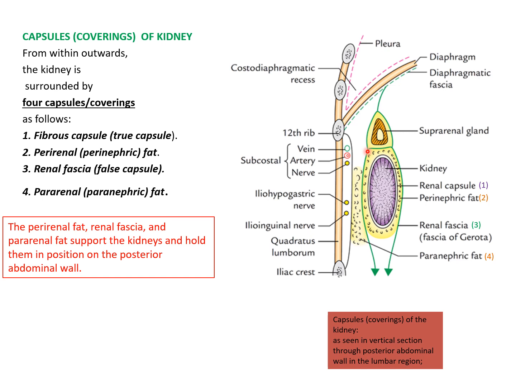So these are the four layers. The innermost, the fibrous capsule, the perinephric fat, the renal fascia, and the paranephric fat. The paranephric fat, the renal fascia, and the perinephric fat support the kidney and hold them in position on the posterior abdominal wall.